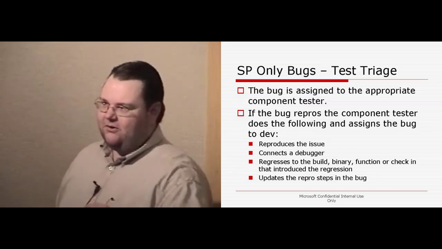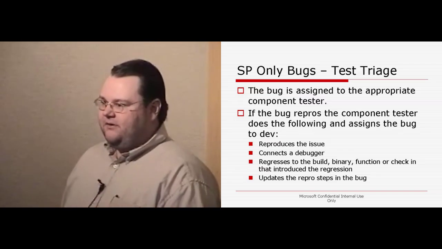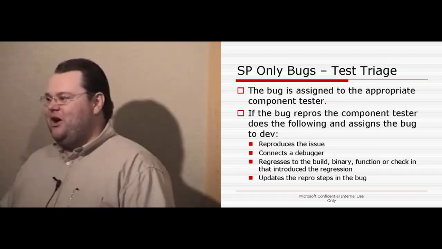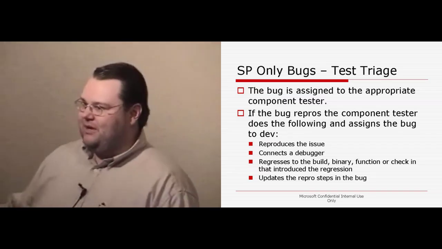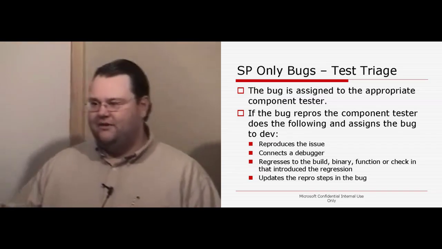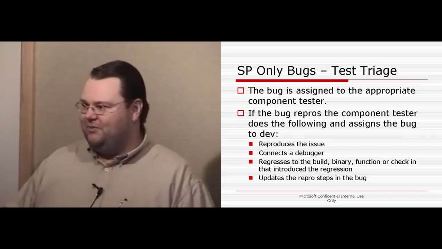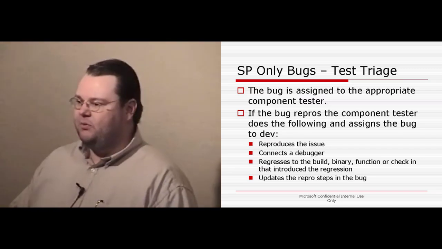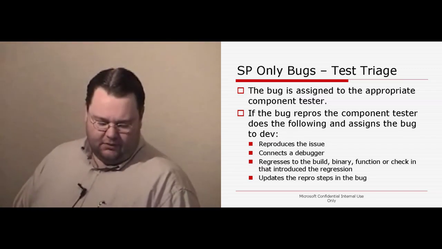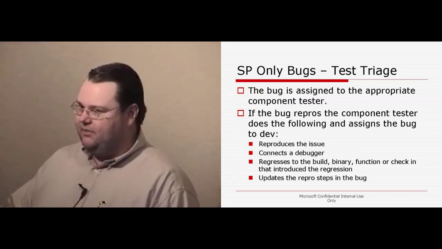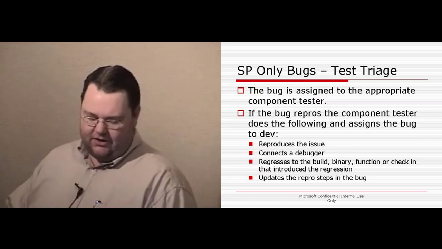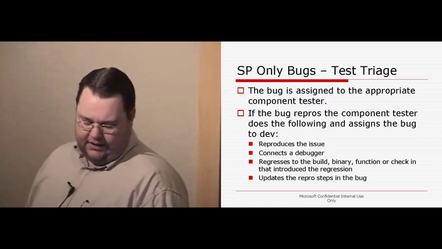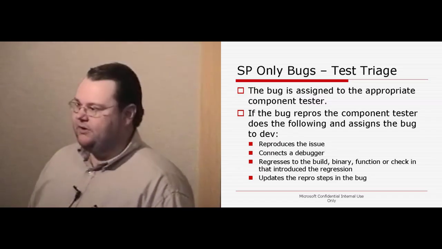You should do that on all the bugs, but if it's a service pack only bug and you've got a little more time, and time is determined by where you're at in the ship cycle: if we're three days away from shipping beta, then you probably want to just escalate this right away. Just give it to a developer and have them start working on it. If we've just shipped beta and we've got a lot of time, then you want to dig in a little deeper so you can give the developer more information when you do the handoff. So you want to find the build it broke in, the binary in that build that actually broke, and then the function or the check-in that introduced the regression. And then, if you need to, you can update the repro steps in the bug.